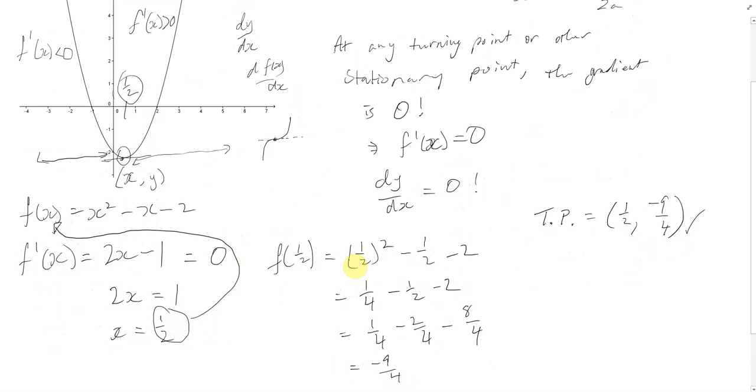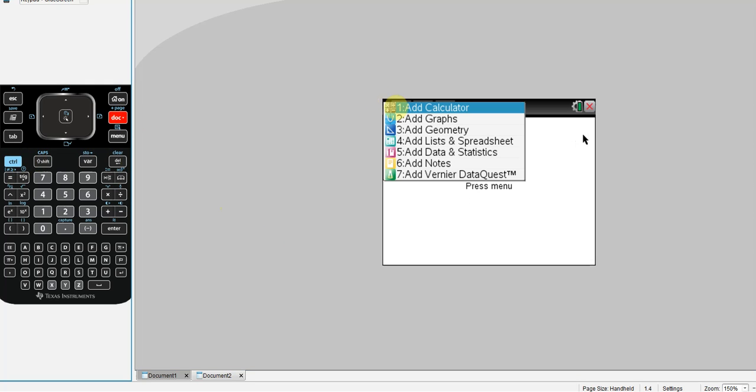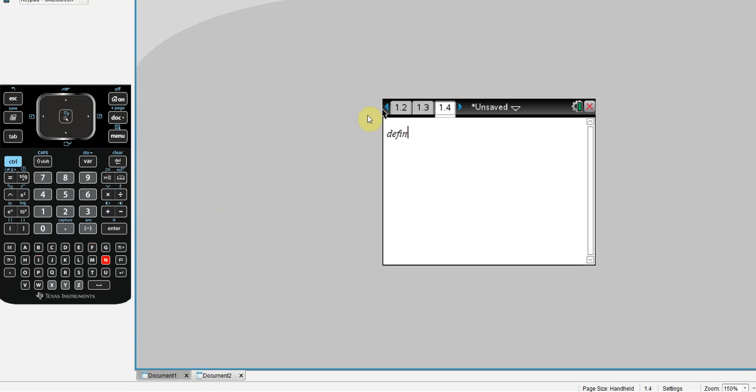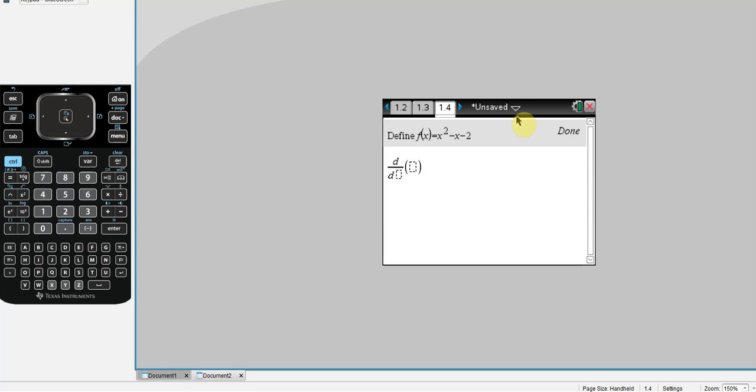So we can of course do this on the CAS. Let me do it on the CAS really quickly. Let's get up a new page. Okay, so we're defining our function f(x) to be x squared minus x minus 2. There we go. So now we can do this in several ways. Let me do it in a few steps. Let's find the derivative of that using calculus. Find the derivative in terms of x of our function. There it is, it's 2x minus 1, just like we expected.